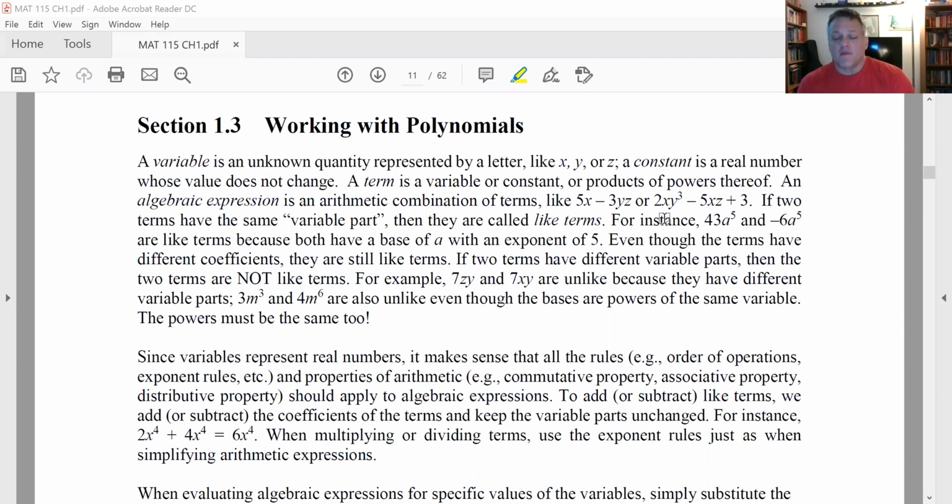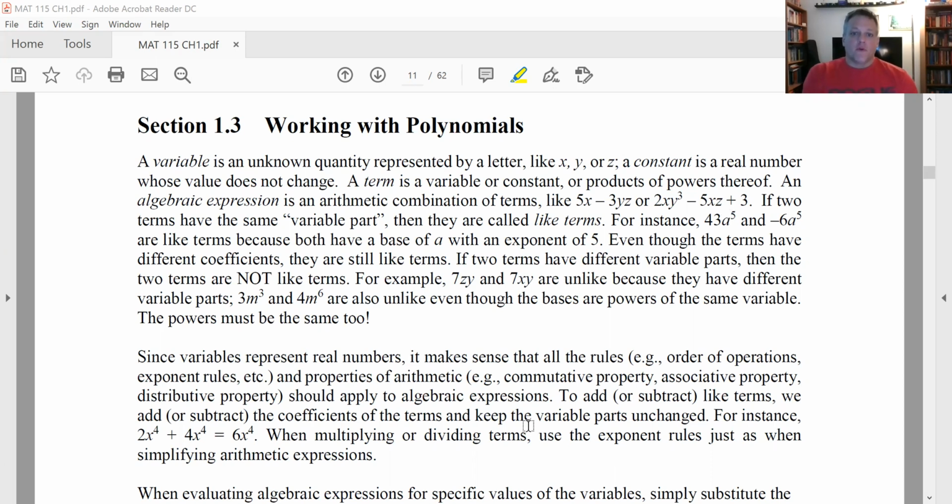Like terms basically means that two expressions have exactly the same variable part. And so, for instance, 43a to the fifth and minus 6a to the fifth have the same variable part, which is a to the fifth, and so they're called like terms. If there's anything different at all about the variable portion of an expression, they are not like terms.